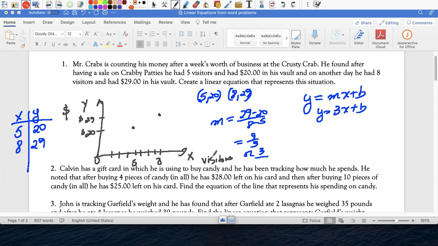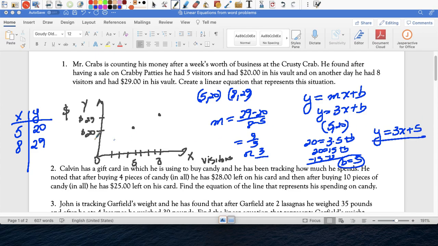So we can find out that it's going to be plus 5. But let's do this here. Let's use the point 5, 20. Let's substitute. If I substitute, I get 20 equals 3 times 5 plus b. 20 equals 15 plus b. Then if you subtract 15 on both sides, b equals 5. So my full equation is y equals 3x plus 5.